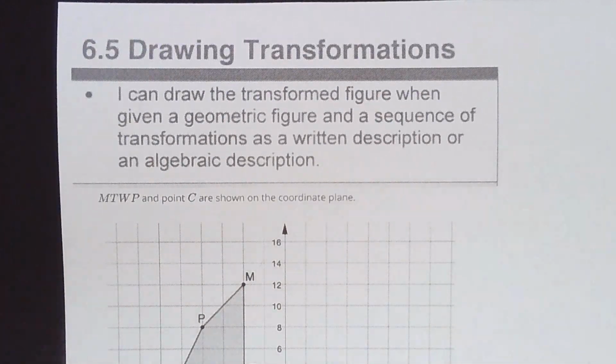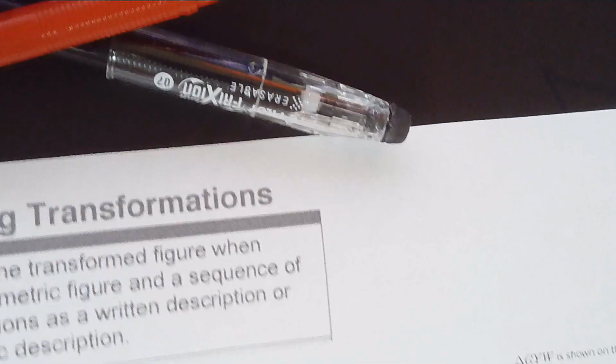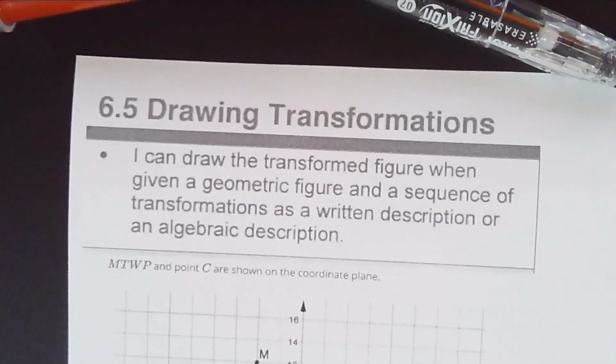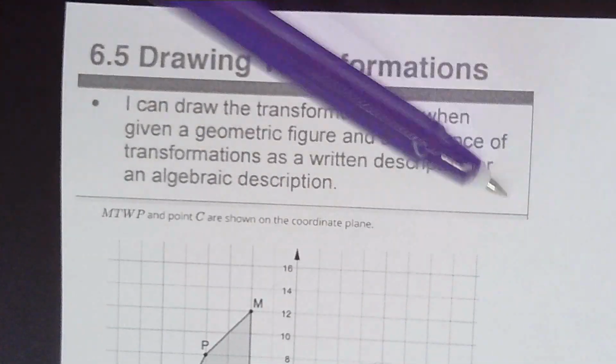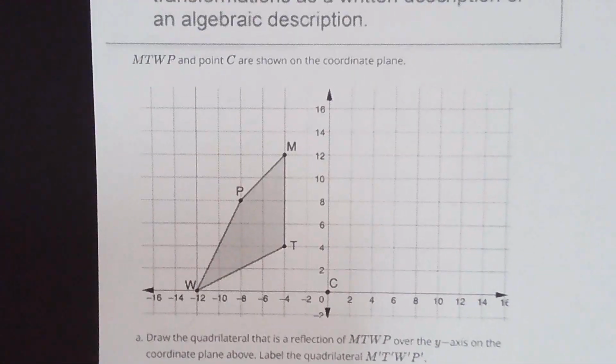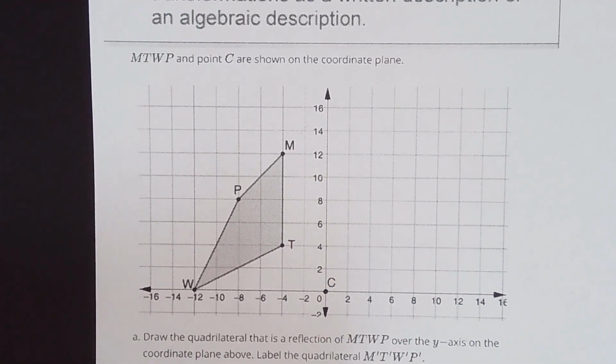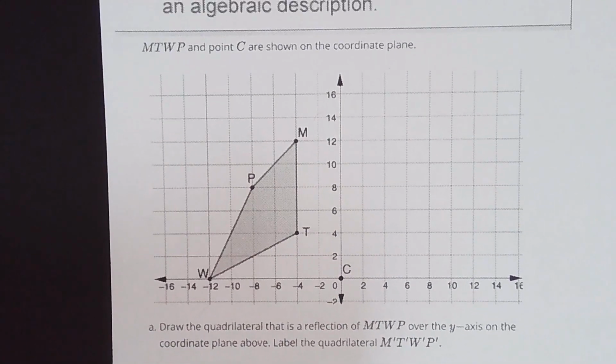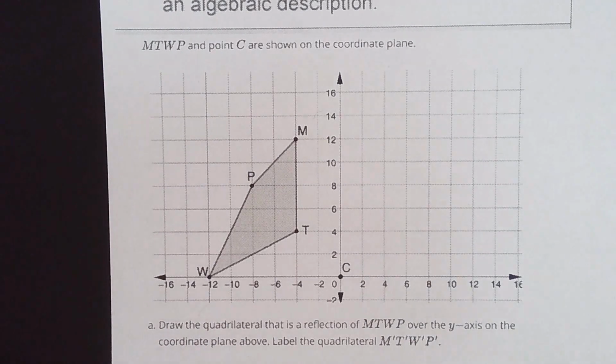Okay, so here, whoops, bumped the camera. So here we have a polygon MTWP, and the first transformation is reflected over the y-axis. Okay, reflections are pretty easy.